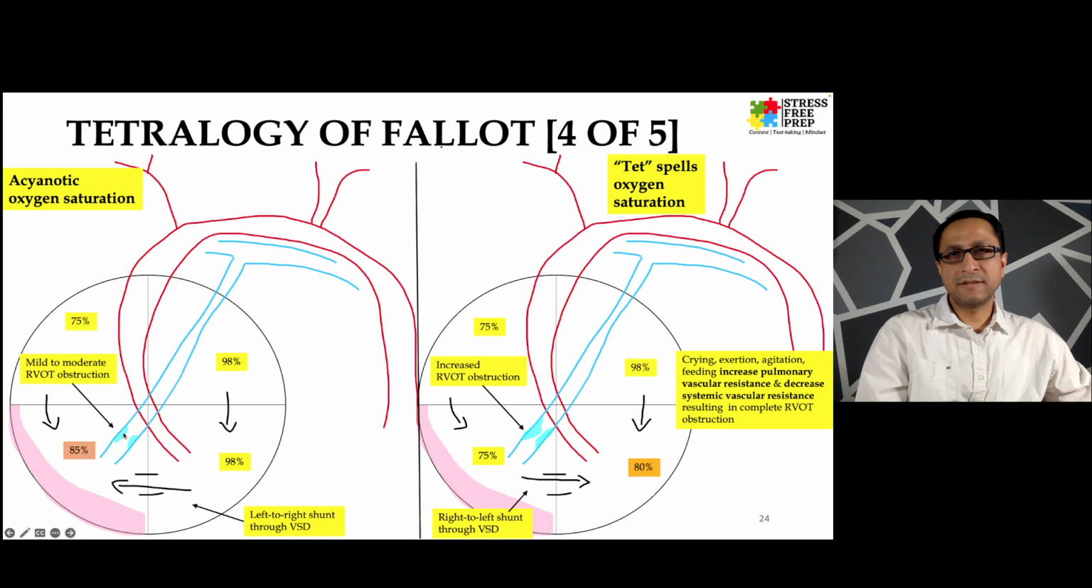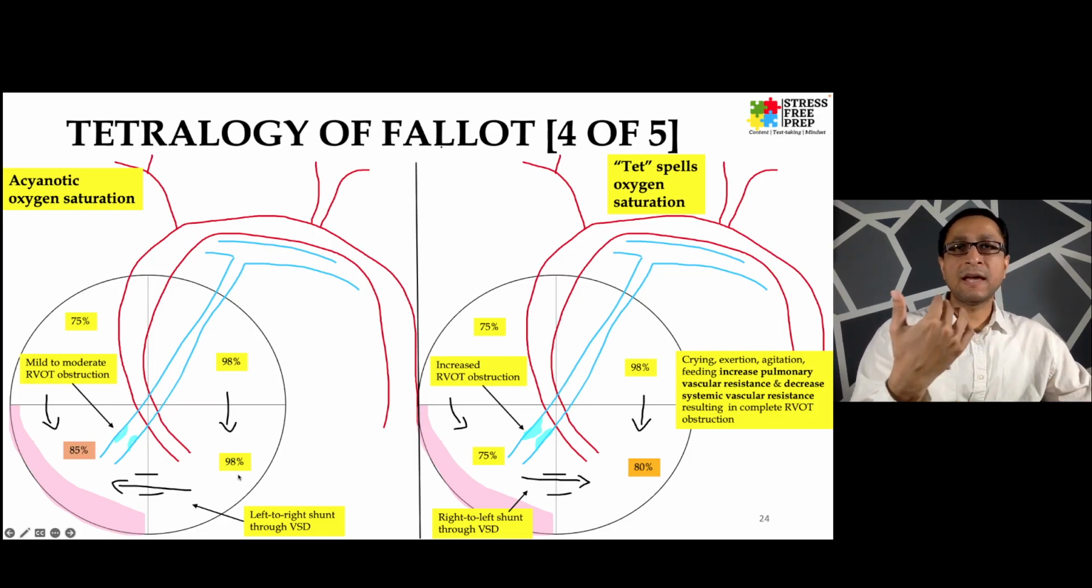Again, at this point, let's say it's a pretty mild condition, mild to moderate obstruction, so the blood can still go through. From here, the blood goes into the pulmonary artery. From here, it goes into the lungs, and from the lungs, it becomes oxygenated and it comes back into the left atrium. So that is a higher oxygen saturation, right? Through the mitral valve, it goes into the left ventricle.